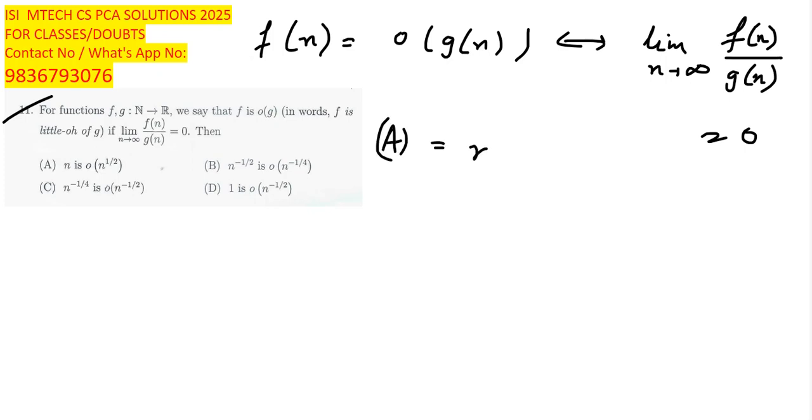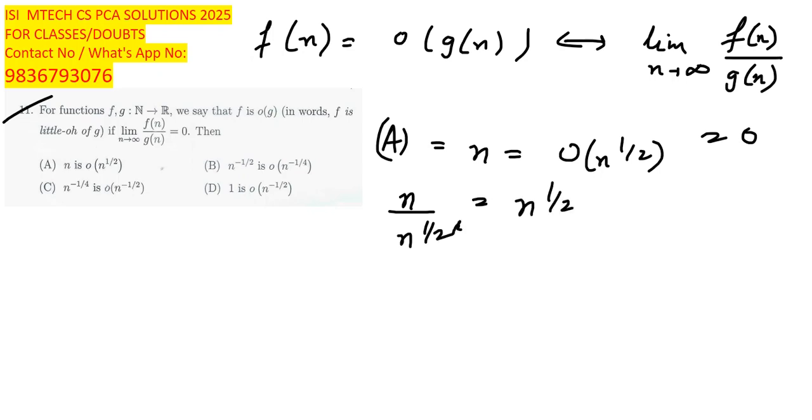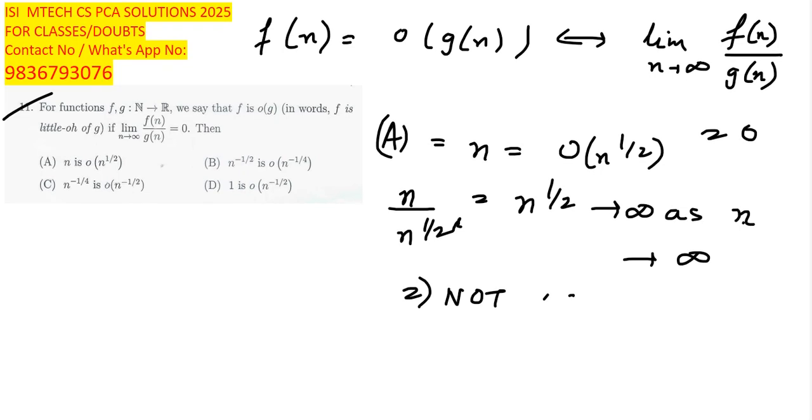first n is equals to n1 by 2. So n by n half. So that's n half. So as n tends to infinity it's not 0, n to the power half. Okay, so that means it's false.